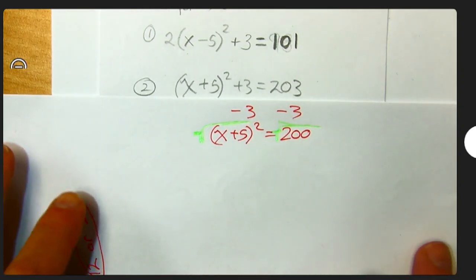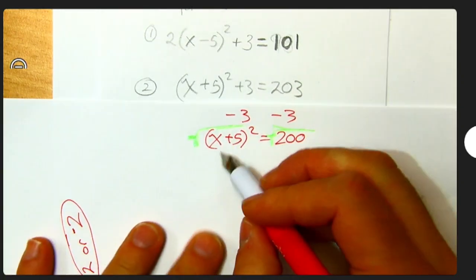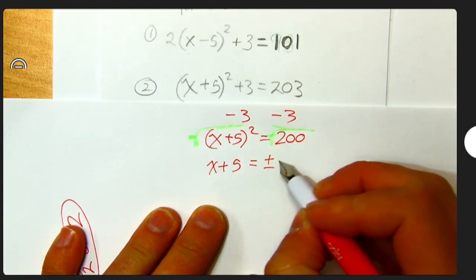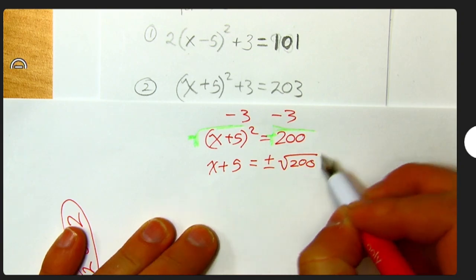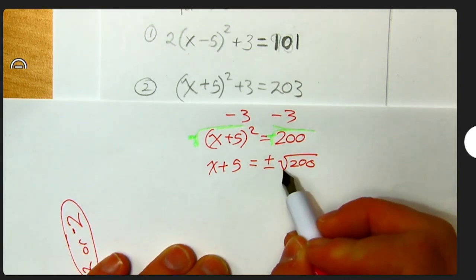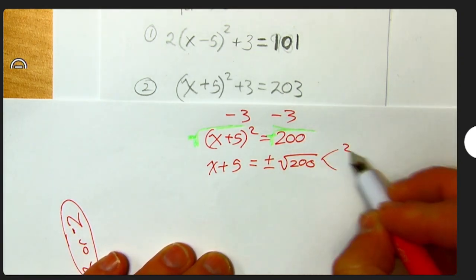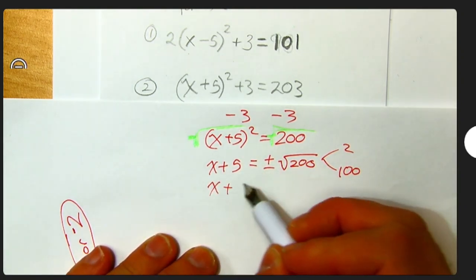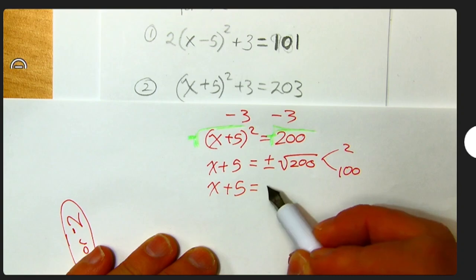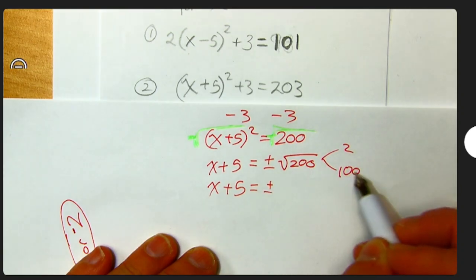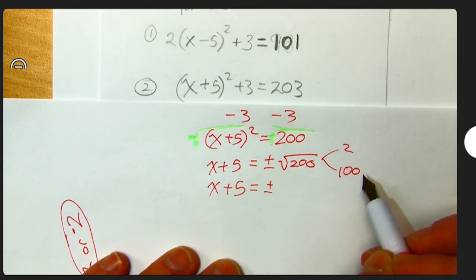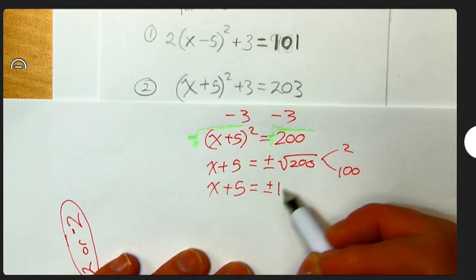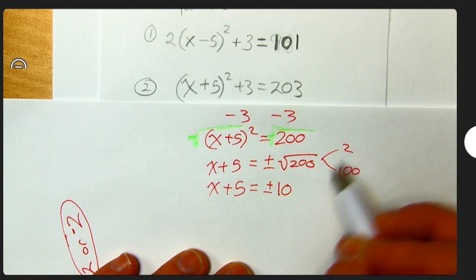This is where our simplifying radical skills come in, because we're going to have plus or minus the square root of 200. Well, how can we simplify the square root of 200? Well, it's 2 times 100. 100 is a square. Let's square root it out, sorry. Plus or minus the 10. What does the 100 pop out as? A 10. What does the 2 do? It stays inside.